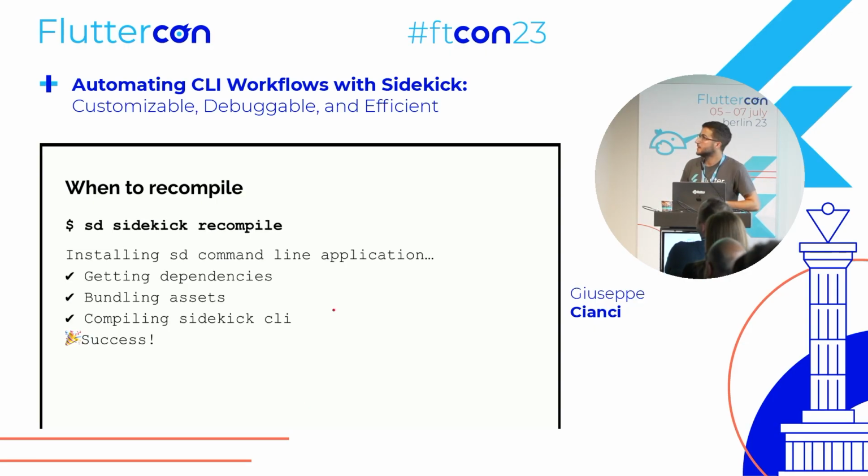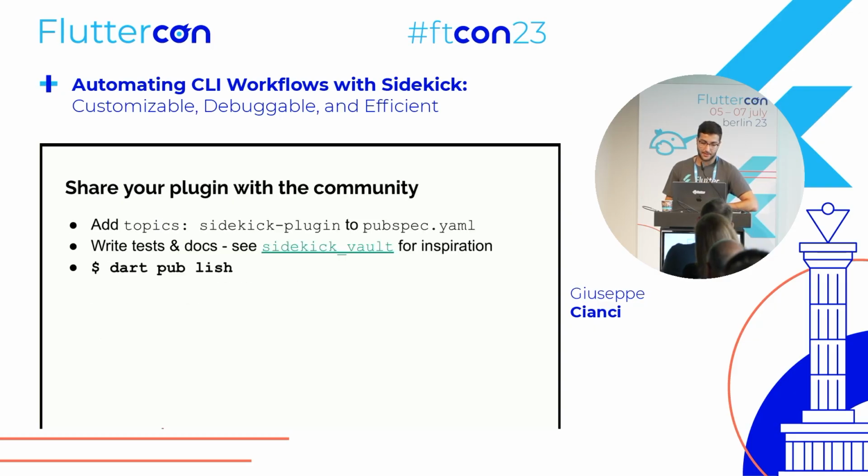And that's super easy. It's just one command. So sdcli, I call the Sidekick command with the recompile subcommand, and then it's compiling my CLI again, and everything works. You get all the updates from the changes you did on your local plugin. But remember, this is only necessary for local plugins. If you install a plugin from pub or git, you won't ever need this command.